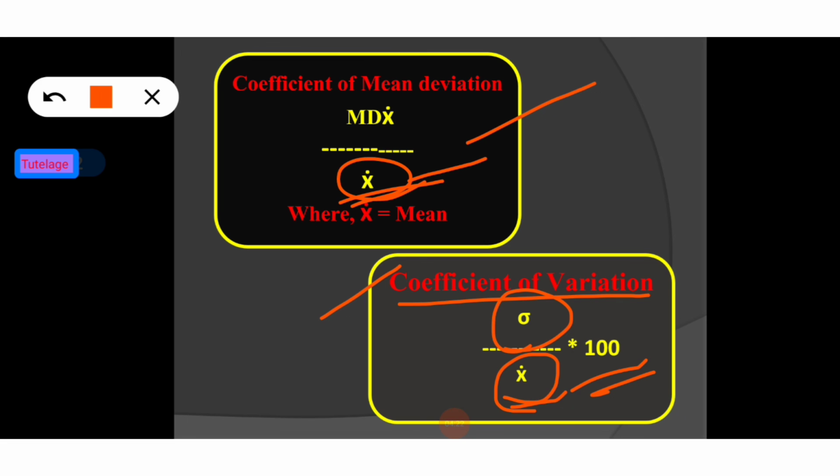I think there are four formulas: coefficient of range, coefficient of standard deviation, coefficient of quartile deviation, and mean deviation, and all formulas are clear to everyone, and they will be more clear when we use them. I think this is very easy to remember. So now move on to the next slide.